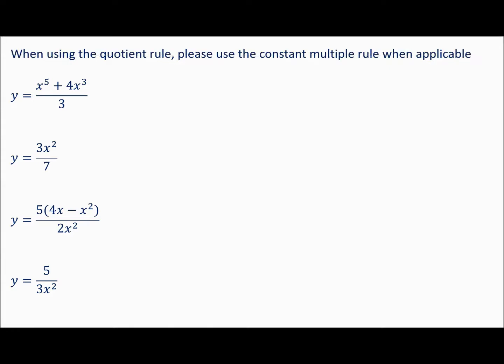But I want to show you this before you go, because this says when using the quotient rule, please use the constant multiple rule when applicable. In other words, don't use the quotient rule when there's an easier way to do it, please, because it'll make your life miserable. This one is not screaming quotient rule. You know what you want to do with this one? You want to rewrite it, and that's always what I say, rewrite.